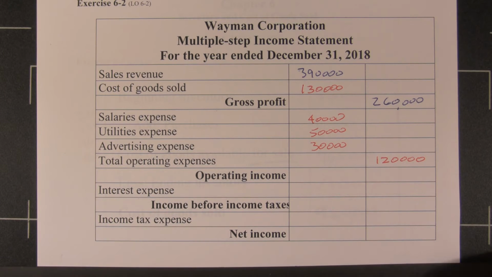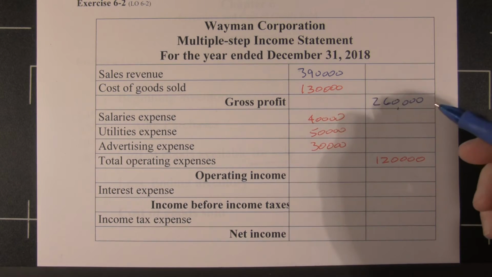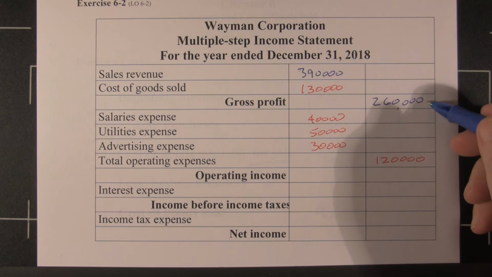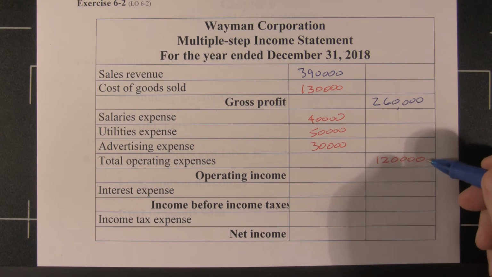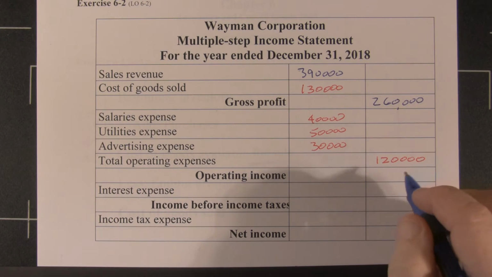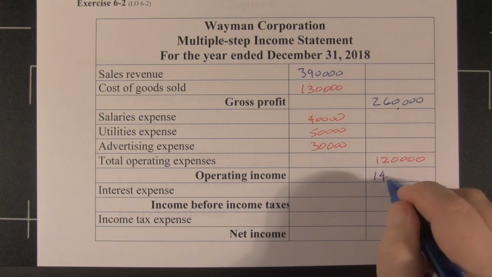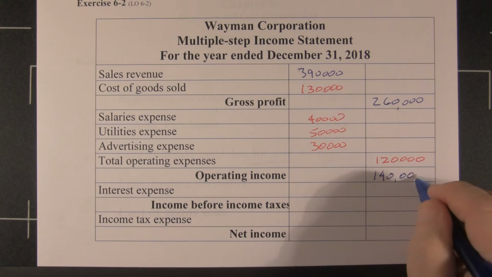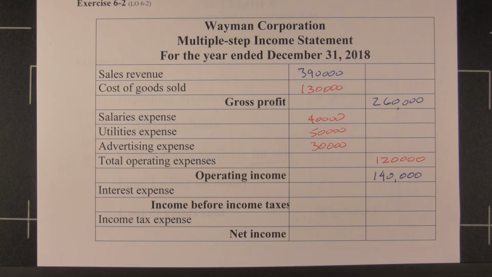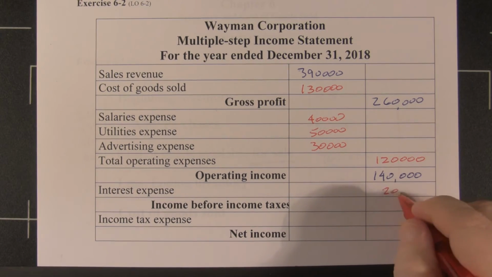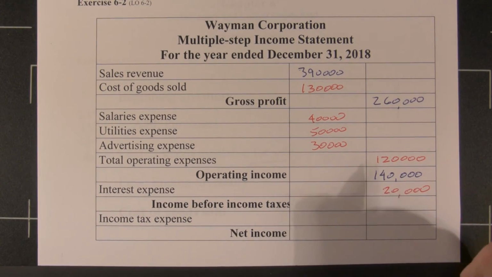And now we come to operating income, which is gross profit, also called gross margin, minus operating expenses, and that leaves us $140,000 operating income. Now we have other revenue and other expense. Well, Wayman Corporation doesn't have any other revenue, but they do have interest expense of $20,000, so that's a subtraction. $20,000 interest expense.